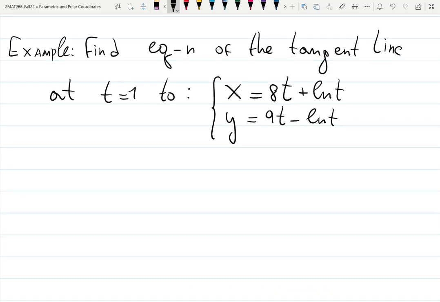Find the equation of the tangent line at t equals 1 to the graph. The function is given in the parametric form, right? Because I see the parametric form.